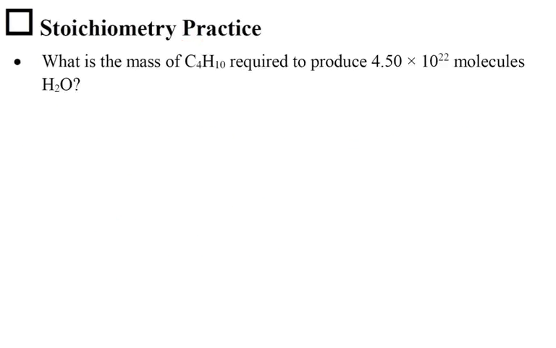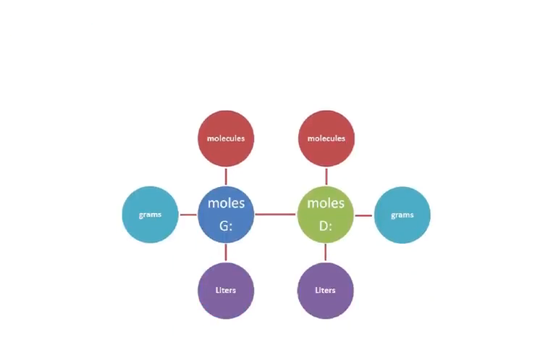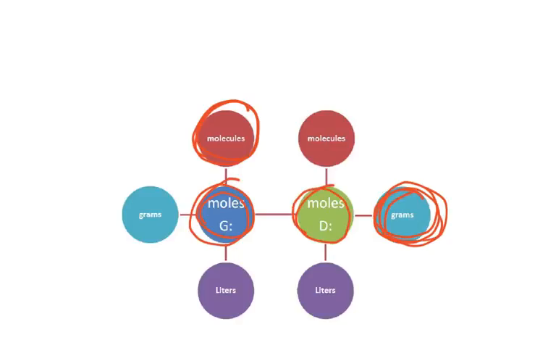And the last problem, what is the mass? So that's my desired. That required to produce 4.5 times 10 to the 22 molecules of H2O, so that's my given. So I'm going to start off with this, 4.5 times 10 to the 22 molecules of H2O. Now let's go see where we are. So we're saying molecules and grams. So we're starting with molecules, and we ended up with grams of our desired. So we go molecules to moles, moles to moles, moles to grams. That's going to take 3 conversion factors.